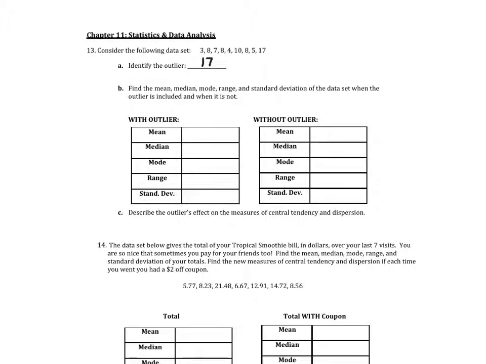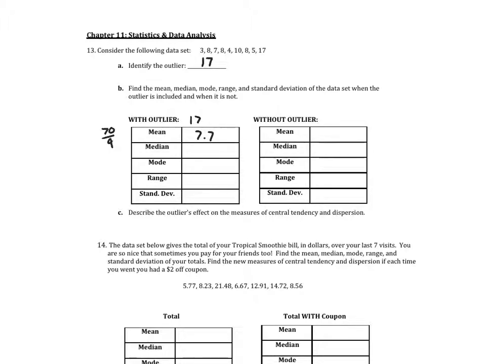So then we're just going to find all our measures of central tendency and dispersion with the outlier first. So we're going to use the 17 in here, and we're going to find the mean. So for the mean, remember, we are just going to add up all our numbers. We get 70, and we're going to divide them by the total numbers that we have. I believe there are 9, and your mean is 7.7.